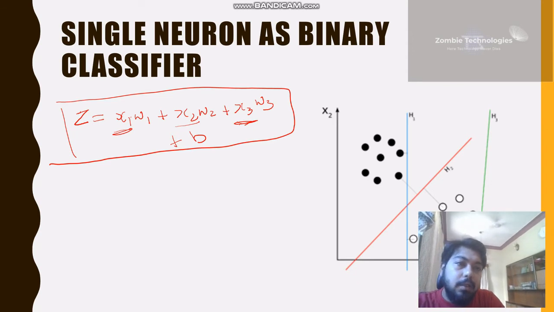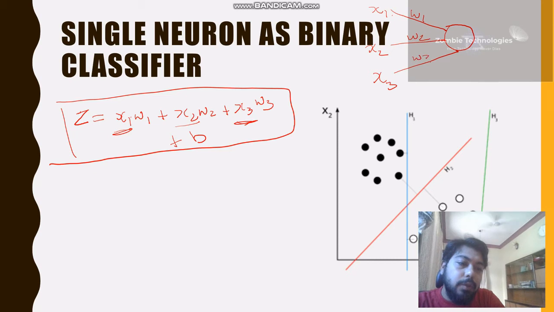So if I make it in a pictorial sense, it would be something like this. These are the three inputs to my neuron, x1, x2, and x3. These are nothing but weights, w1, w2, and w3. And I would simply multiply them together and sum them with the input bias, and I will produce a Z.